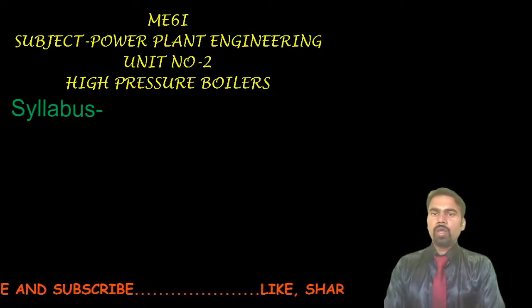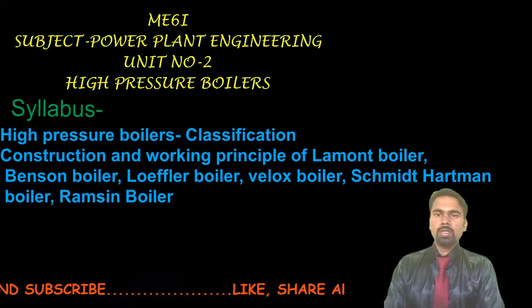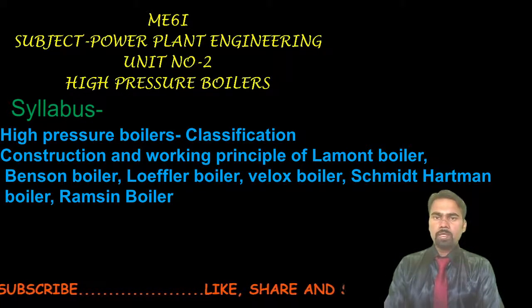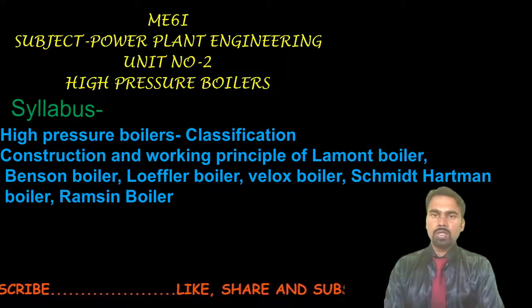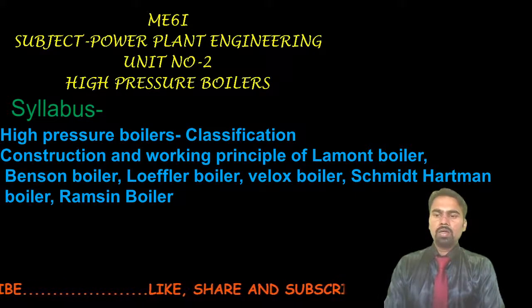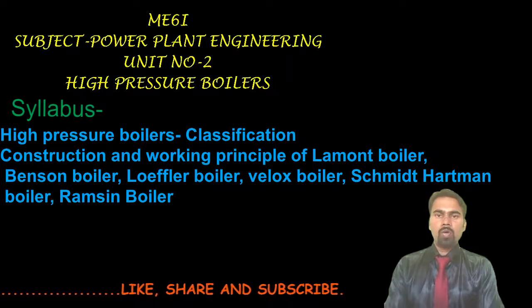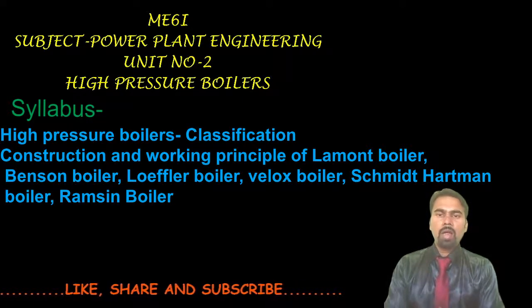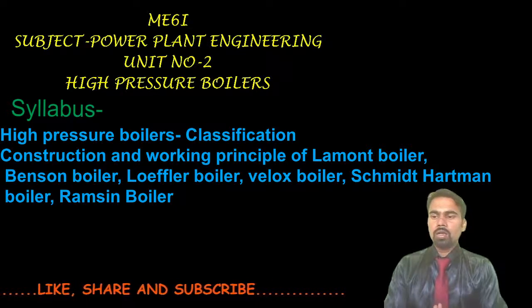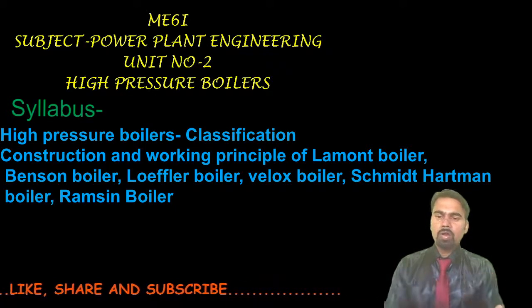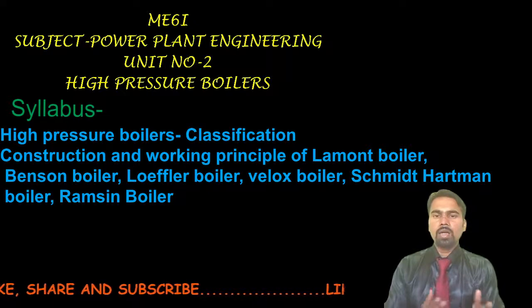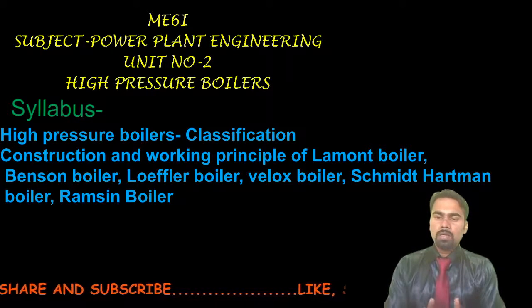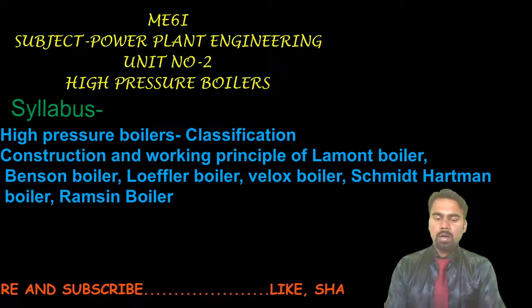So the first point we are going to see here is high pressure boilers: what is meant by high pressure boilers and their classification. Then the different types of high pressure boilers, their construction and working. For example, Lamont boiler, Benson boiler, Loeffler boiler and Velox boiler, Schmidt-Hartmann boiler and Ramsey boiler. All these are high pressure boilers. We will see them in detail.